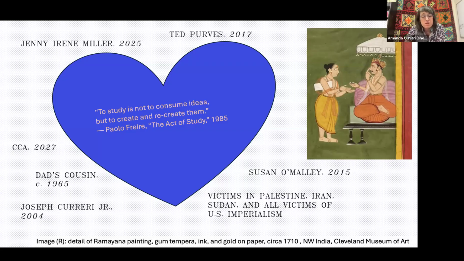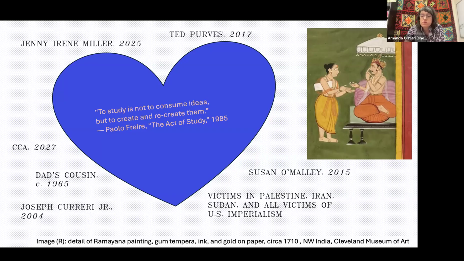I bring my dad's cousin with me. He passed circa 1965. My family didn't speak of him. He's part of my narrative, for better or worse, of coming out as queer. My family didn't speak of him, and he was killed very young for being gay. And he's really important to my studio practice. My dad, I carry him with me in my practice, Joseph Curreri Jr. And then today I'm bringing victims in Palestine, Iran, Sudan, and all the victims of US imperialism.